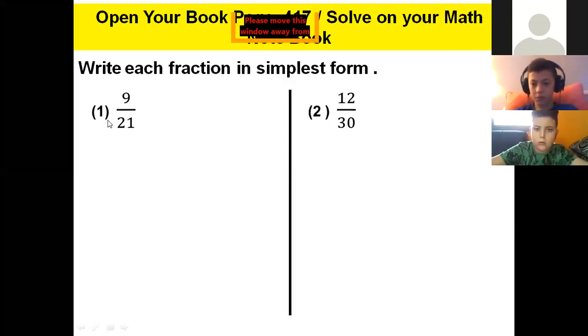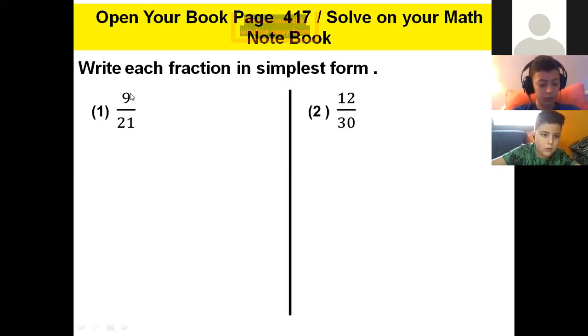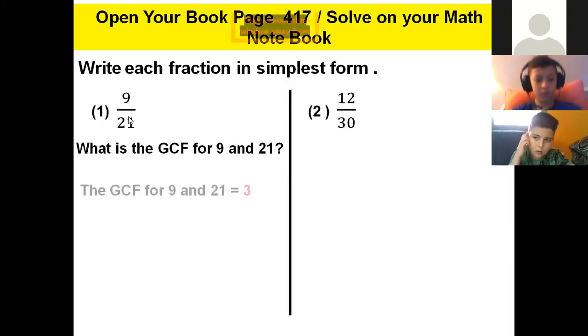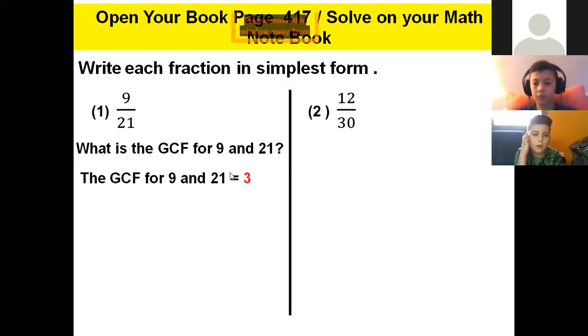Okay, yeah. Divide by 3. Excellent. We can, 9 has 3 as a common factor. 21 also has 3 as a common factor. It's their greatest common factor. Because look, if you list the factors of 9 and the factors of 21, 3 is the greatest.